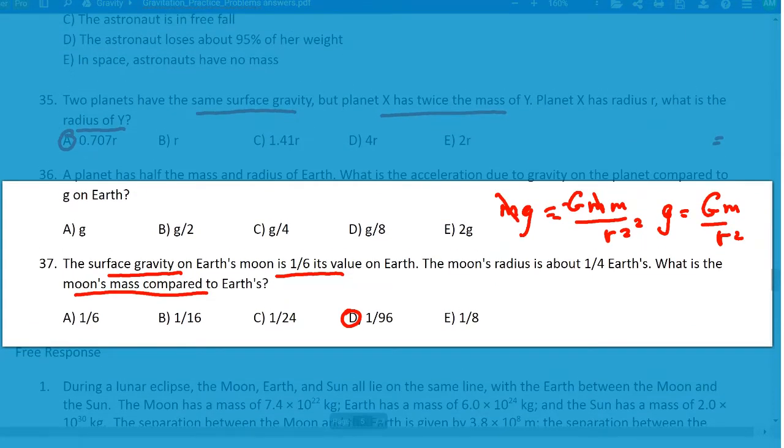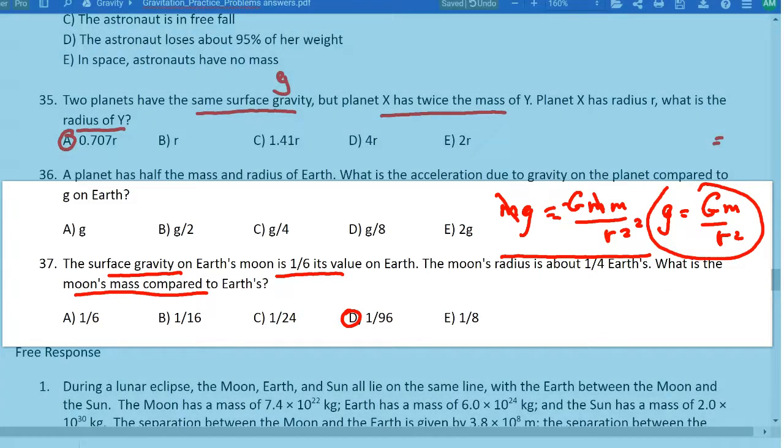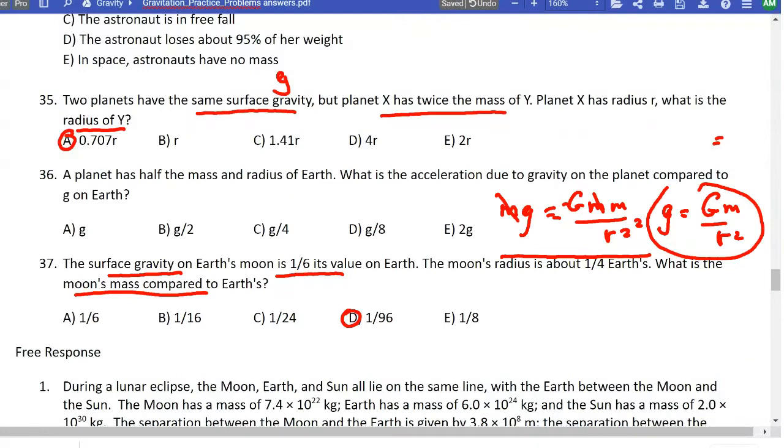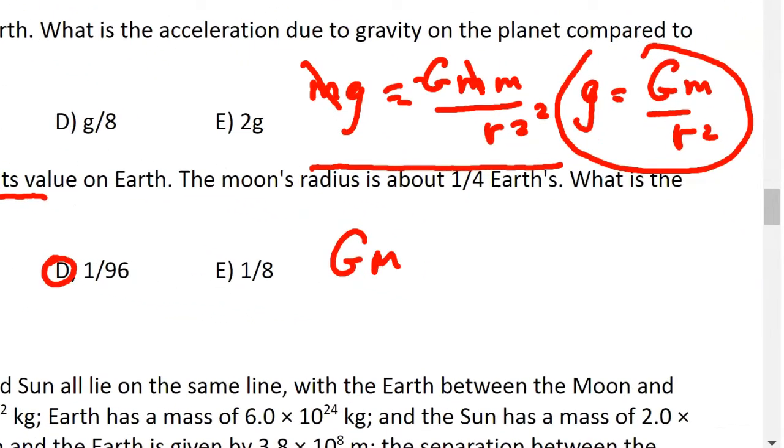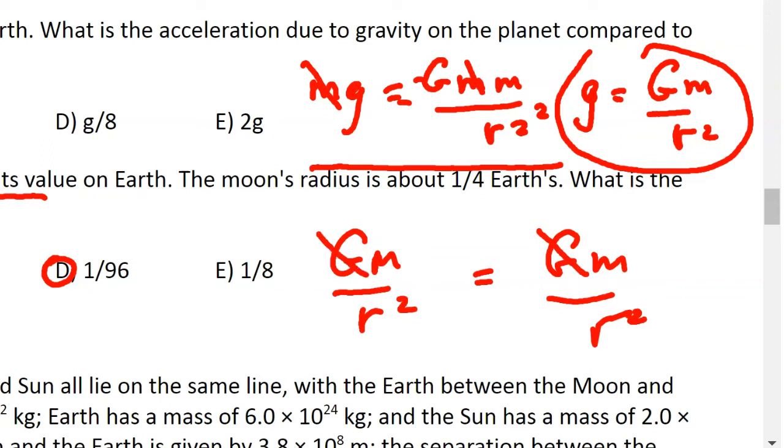So this is a question about surface gravity. This is little g, and this is obviously the equation. So we solve for little g and we get this. Let's see how this works out. Two planets have the same surface gravity, so their g's are the same. So GM over r squared equals the other planet's GM over r squared. These are the same g. So it's M over r squared equals M over r squared.